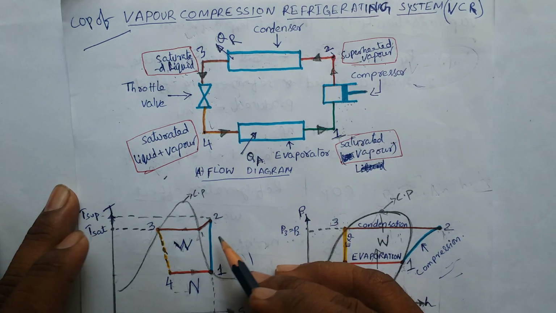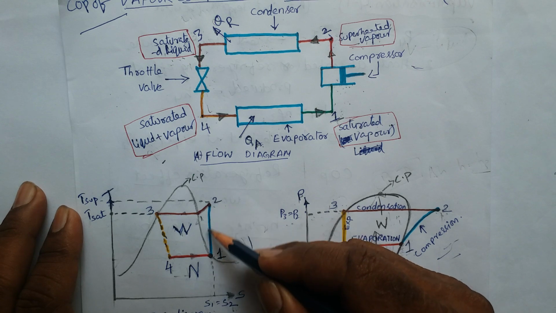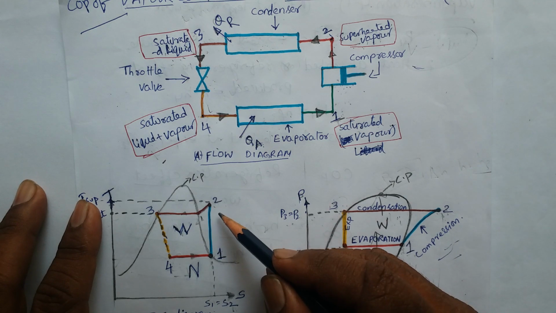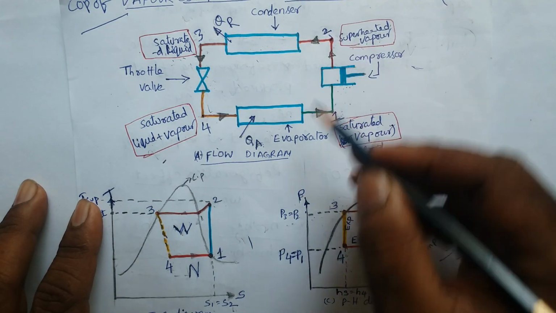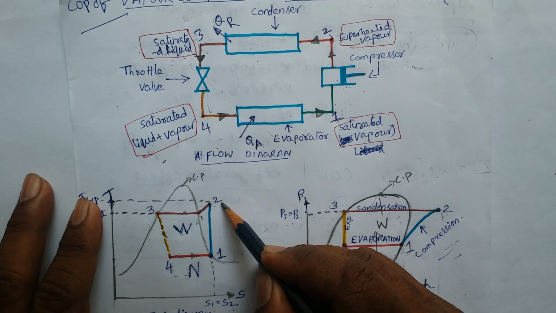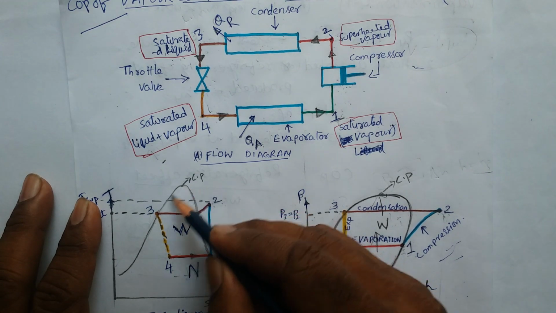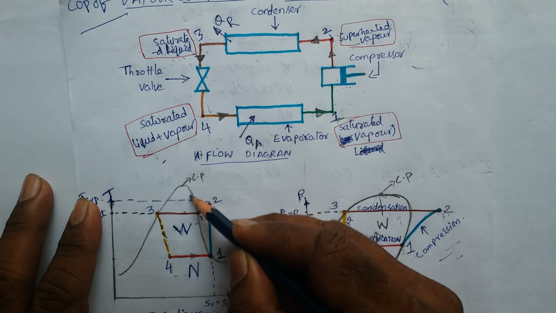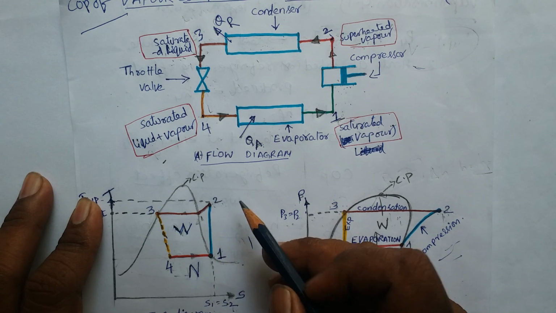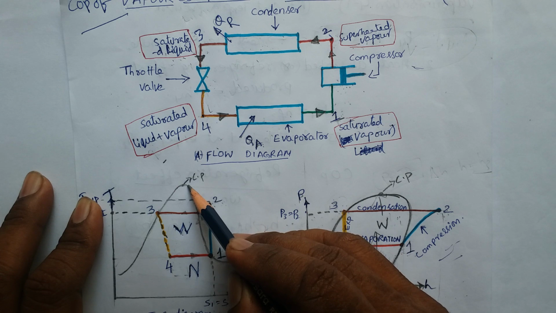Here in the TS, temperature entropy diagram, it is represented by a vertical line, perpendicular to the entropy line, because the entropy is constant. S1 is equal to S2. Before compression and after compression, the entropy is constant. That's why we draw a line. This is the saturated liquid line, this is the saturated vapor line, and this is the critical point. We already discussed in the previous video the formation of vapor.